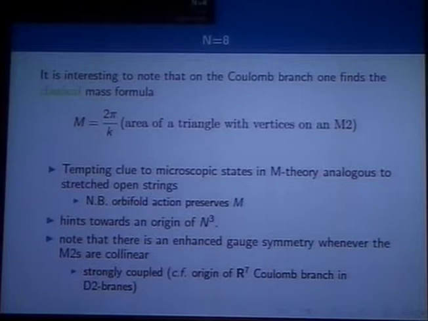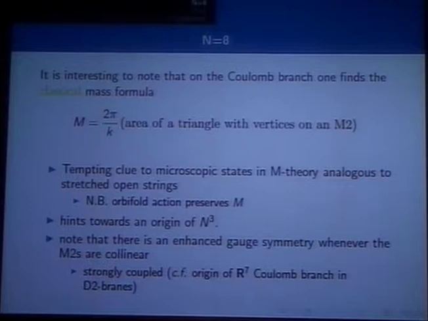I would like to mention one other thing, which is, I think, interesting. If you go out on the Coulomb branch, you can look for a mass formula. Now, I'm emphasizing this in green. Of course, it's a classical result. And this theory for small k, where you're most interested, is strongly coupled. So you'd have to take this with at least one grain of salt. And some people take it with an infinite number of grains of salt.